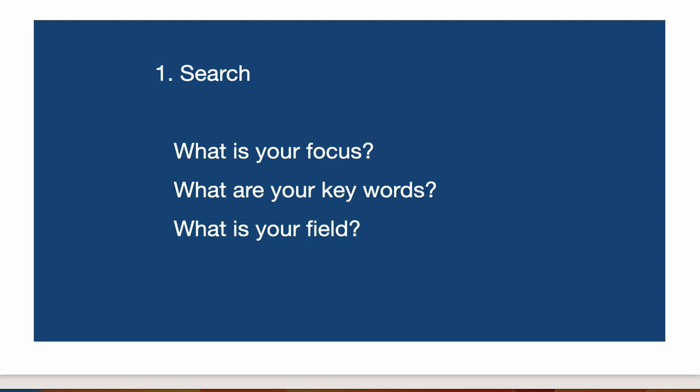So is it psychology, sociology? Is it physics? Is it geography? Is it human anthropology? What is your field? All those things will give you a sense of where you can find the right journal for you.